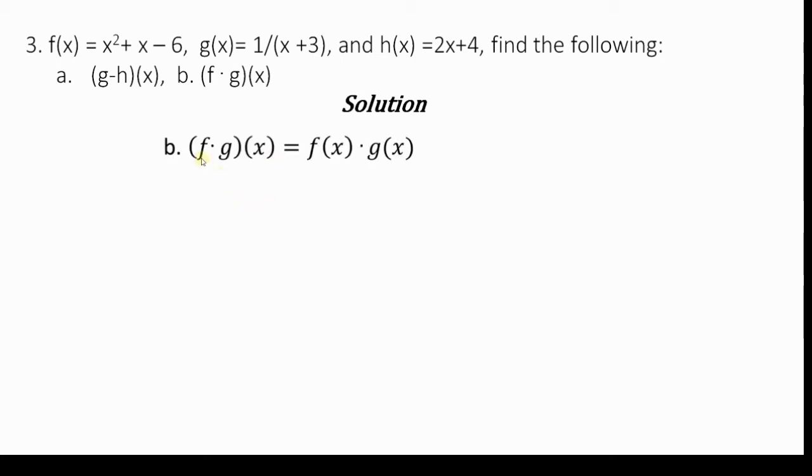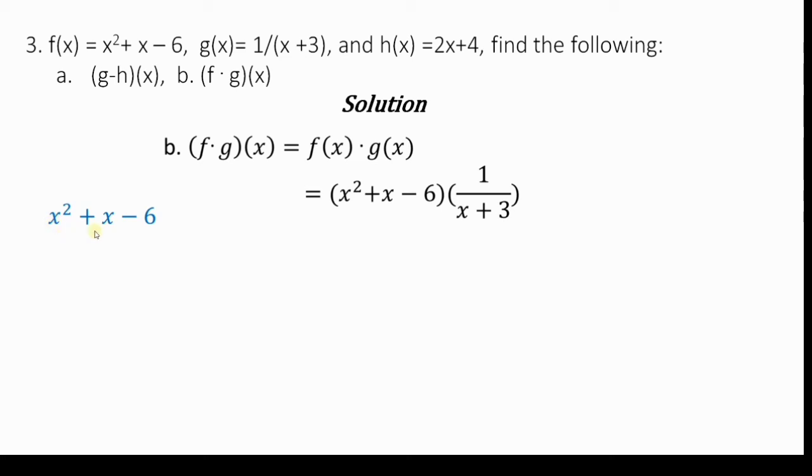B, the product of f times g of x, which is just f of x times g of x. Our f of x is x squared plus x minus 6, and g of x is 1 divided by x plus 3. So what we do here is, in this parenthesis we have a quadratic expression. So we factor this quadratic expression. This is a quadratic expression of the form I term as unity, because the coefficient of the quadratic term is 1. So we call that unity.